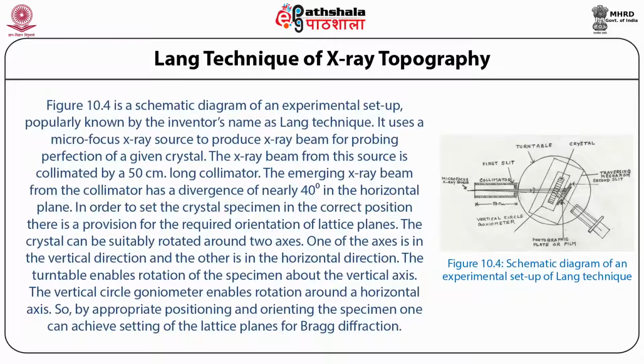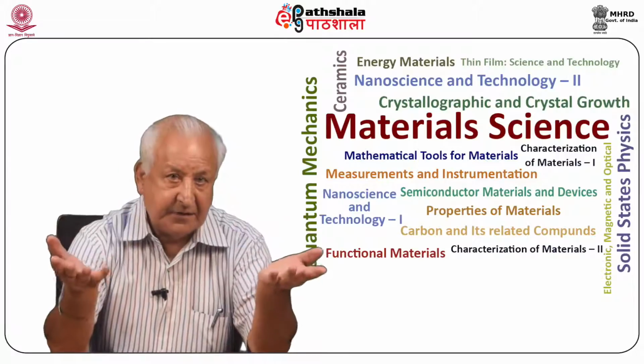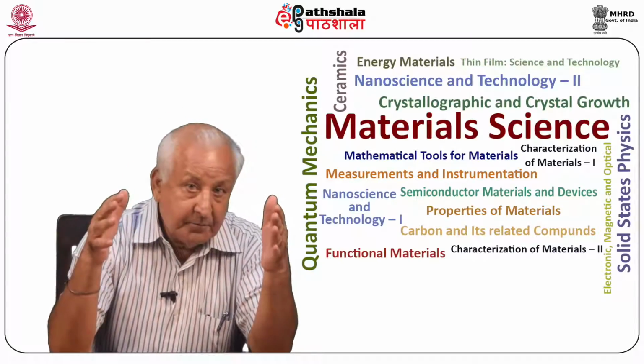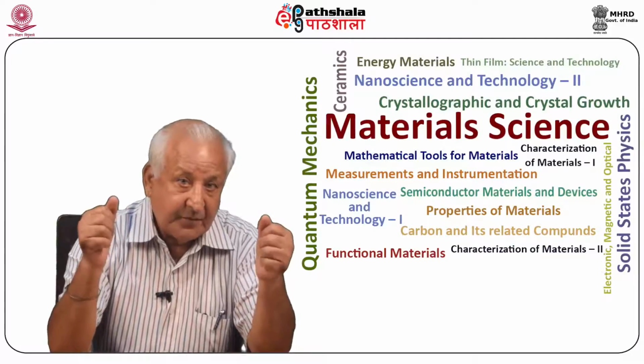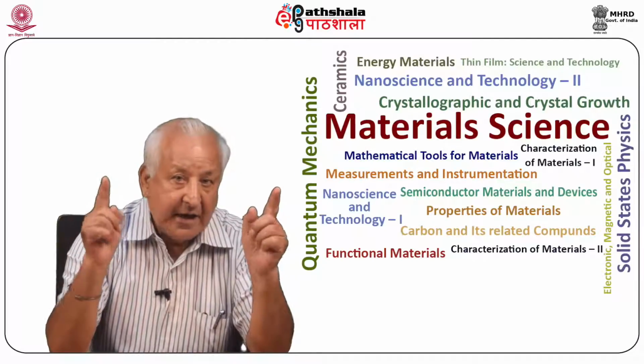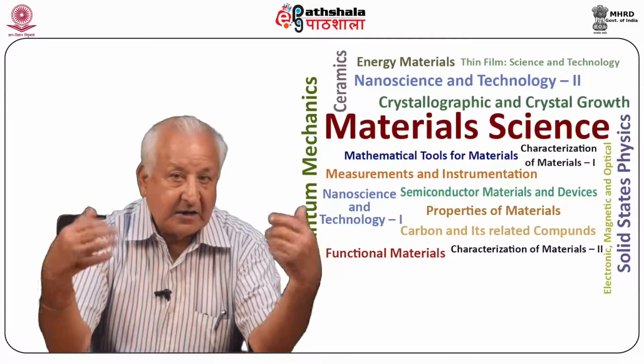The turntable enables rotation of the specimen about the vertical axis. The vertical circle goniometer enables rotation around a horizontal axis. So, by appropriate positioning and orienting the specimen, one can achieve setting of the lattice planes for Bragg diffraction. To receive the X-rays as diffracted by the lattice planes of the crystal specimen at an angle 2θB with respect to the direct beam, the X-ray detector is set as shown in the figure. The area irradiated by the X-rays sends out a diffracted beam which gets recorded as a thin line.